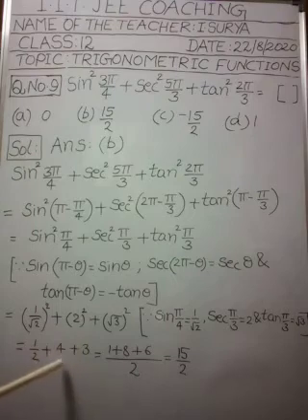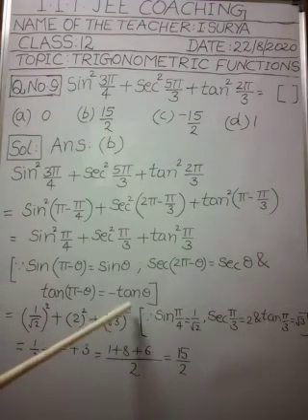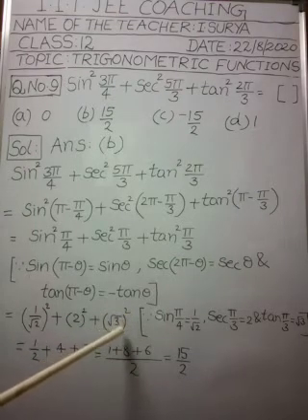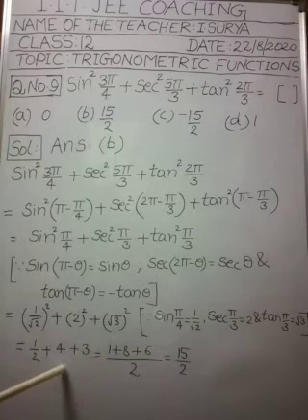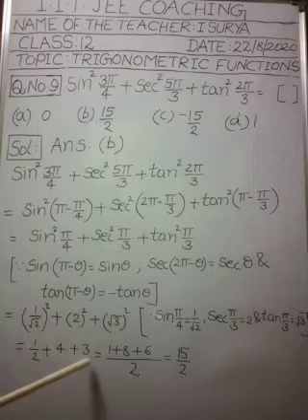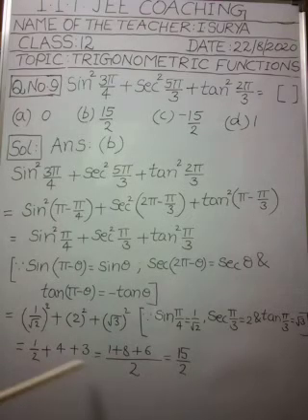What will you get here? 4 plus root 3 whole square. What is the value of root 3 whole square? 3 only. Understood these three terms, my dear children, in this step? Right. Now we have to simplify these three terms by taking the LCM of the denominators.